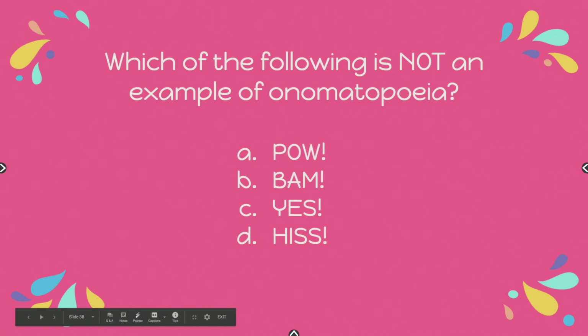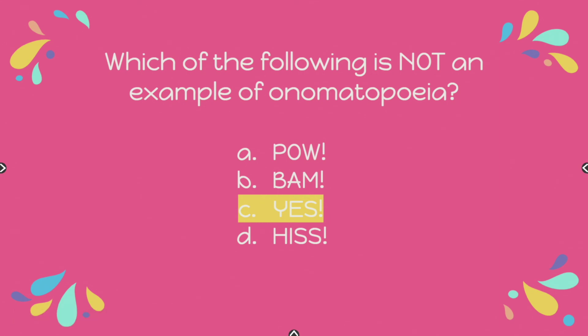Which of the following is not an example of onomatopoeia? A, pow. B, bam. C, yes. Or D, hiss. If you said yes, you are correct. Pow, bam, and hiss are all sounds that I hear whenever I hear those words. I can imagine what that sounds like. But if somebody says yes, I don't really know what that sounds like other than somebody cheering.